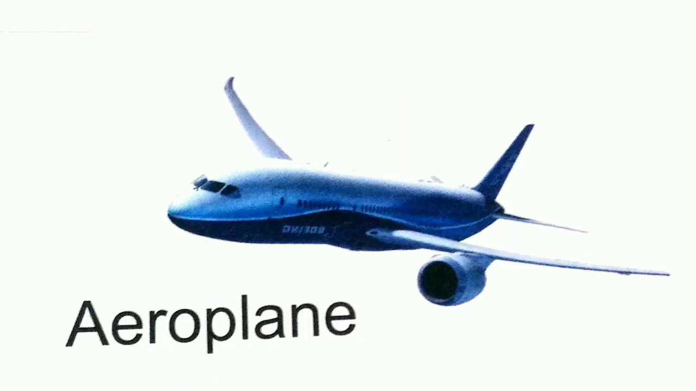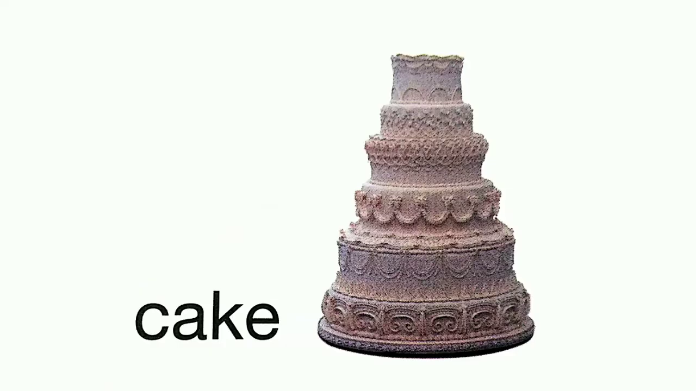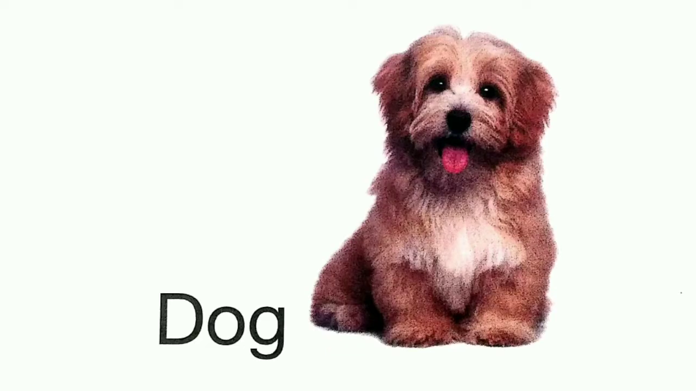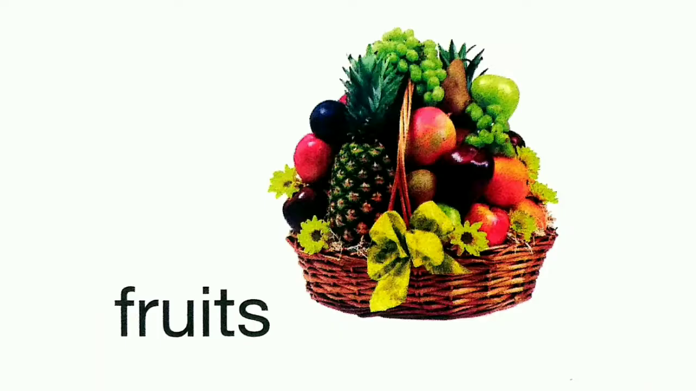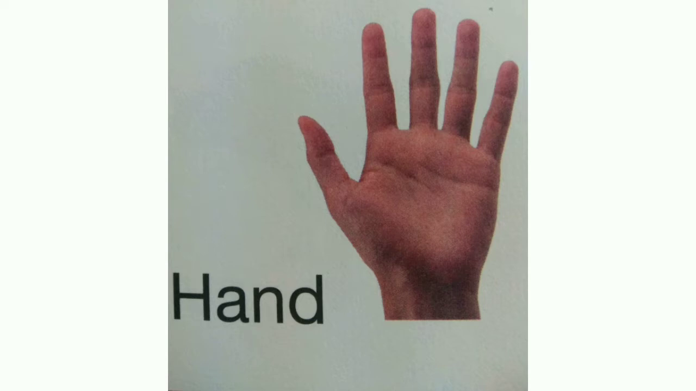But before that, let's revise alphabet A to H. A for aeroplane, B for ball, C for cake, D for dog, E for engine, F for fruits, G for glass, H for hand.